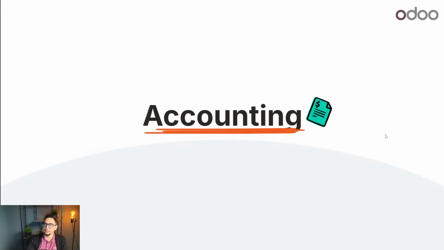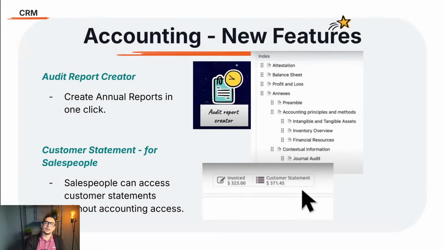Now we're going to be moving on to, of course, one of the most integral applications in an ERP system, accounting. Here we have a couple of new features. A great feature is the new audit report creator. With one click of a button, I can create an annual report. Let's say I want to extract a report from the system. I want it to include the attestation, a balance sheet and a profit and loss statement, and I want it to take it out from the system automatically. I can create an annual report, include the exact pages and sheets that I want to extract from the system. And with one button, I can create the annual report.